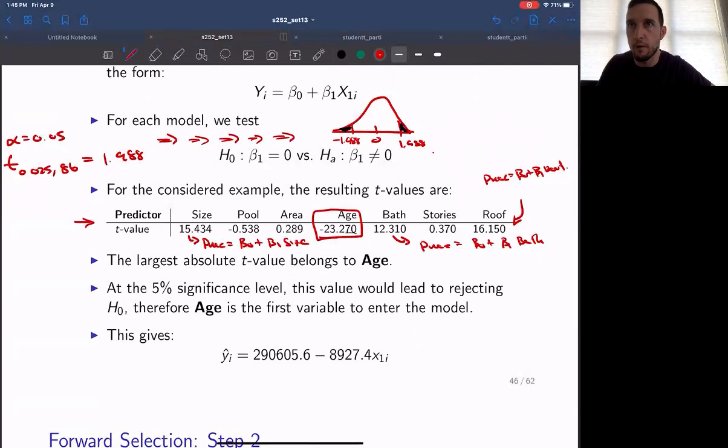Why would you go forward or backwards? Why wouldn't you just choose all the values outside the rejection region? It seems like it would save time versus going through one by one. Because every time a variable enters into the model, it changes.